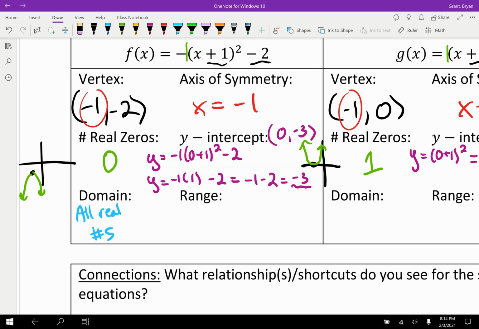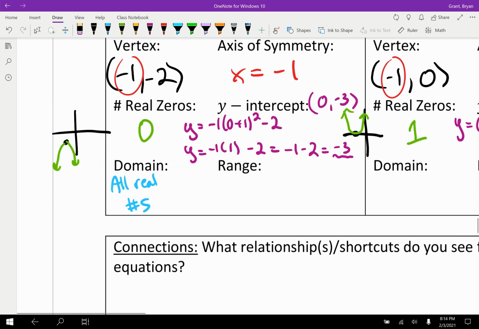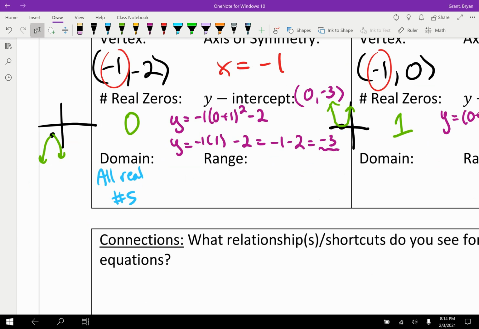Another way to think about it is that the domain also measures how wide the graph gets. And these U-shaped graphs get infinitely wide. They keep getting wider and wider. It may not look like it because don't they go straight up? They don't go straight up and down. They get wider and wider. But long story short, every domain of every graph we do this year will be all real numbers.